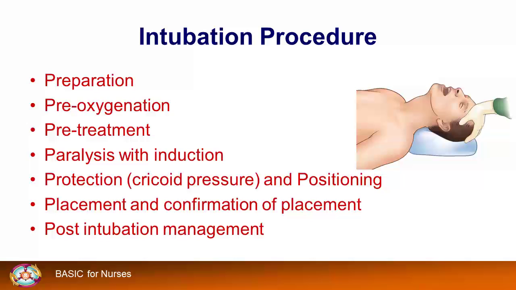This involves the administration of neuromuscular blockage agents such as vecuronium, rocuronium, or dexamethasone immediately prior to intubation. Protection, cricoid pressure and positioning. This involves the application of cricoid pressure immediately after the administration of paralysis agents and placing the patient in the sniffing position. Placement and confirmation of placement.